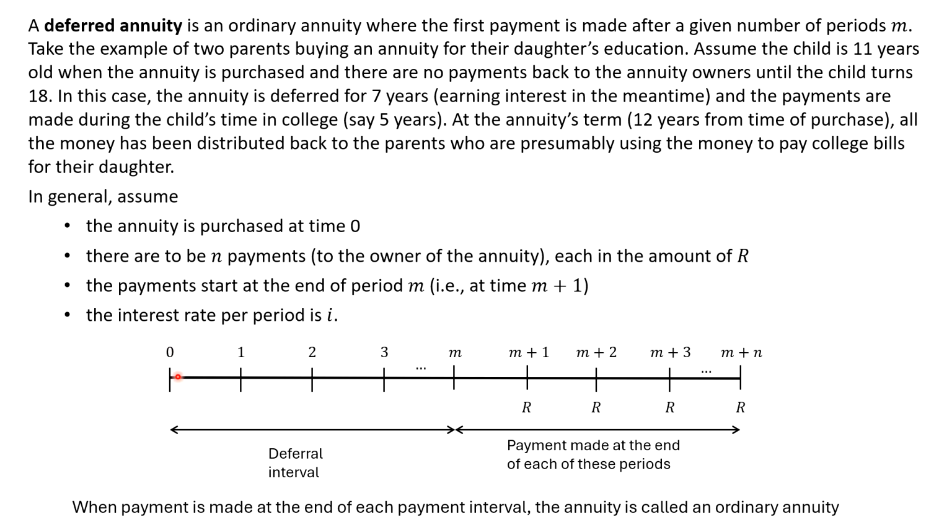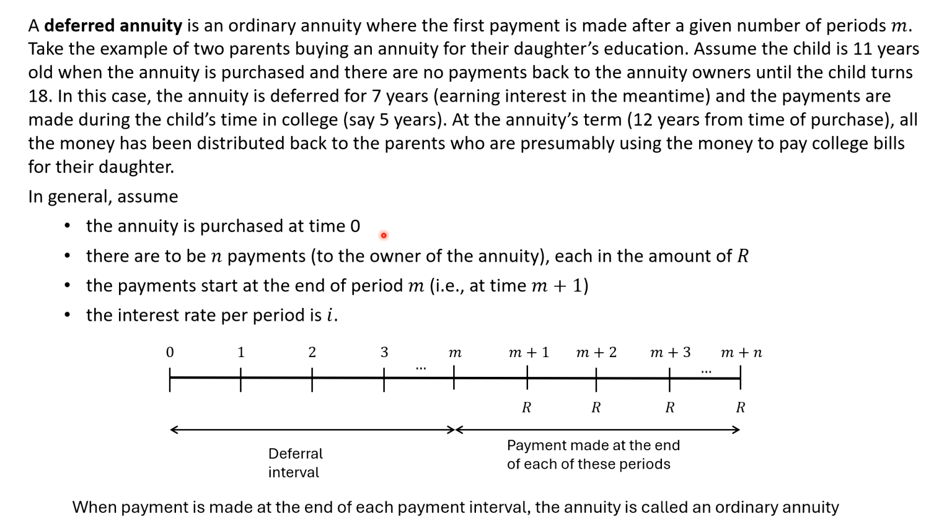This is where the annuity is purchased, and then in general, this is not the particular example, but in general, you have this deferral period of M periods, and then the annuity starts to get paid back to whoever purchased the annuity over so many periods, N in this case. And the amount is R, whatever, dollars, euros, for each period. And that's what I've just summarized here in this bullet list.